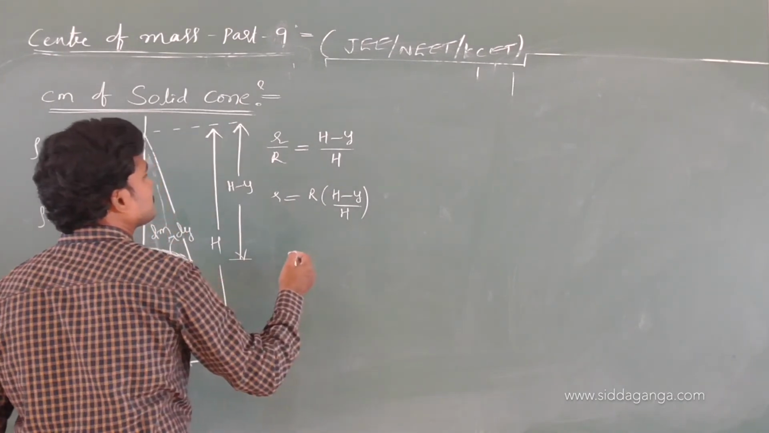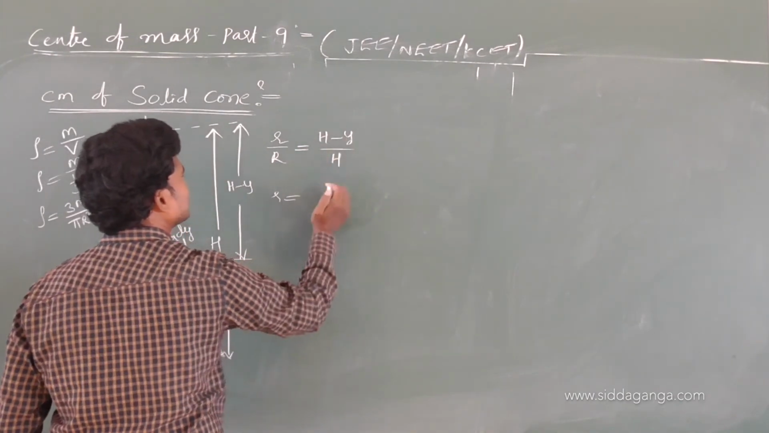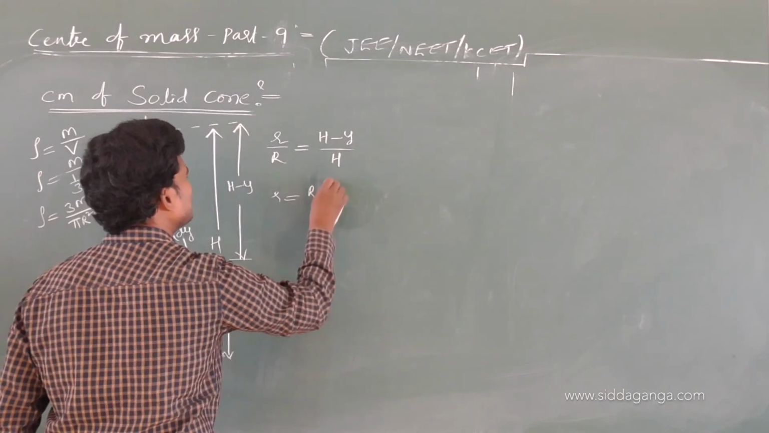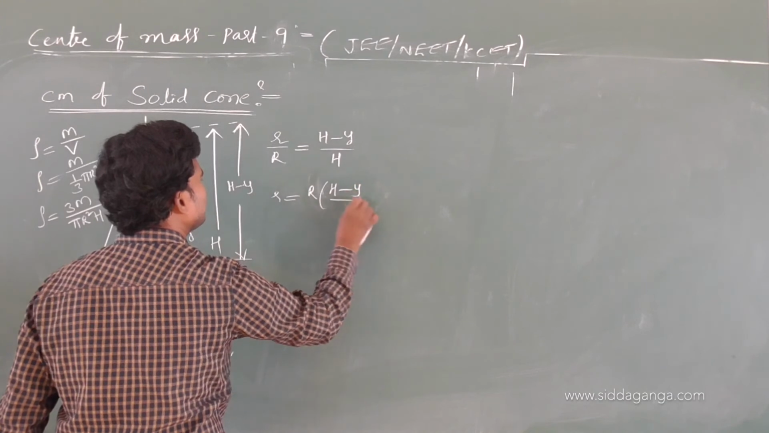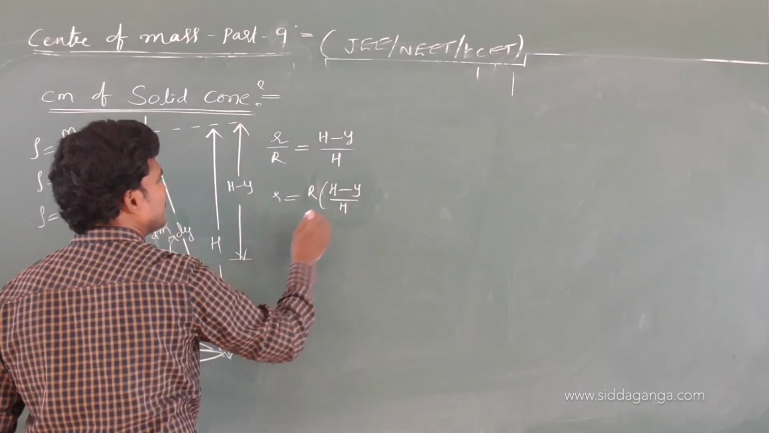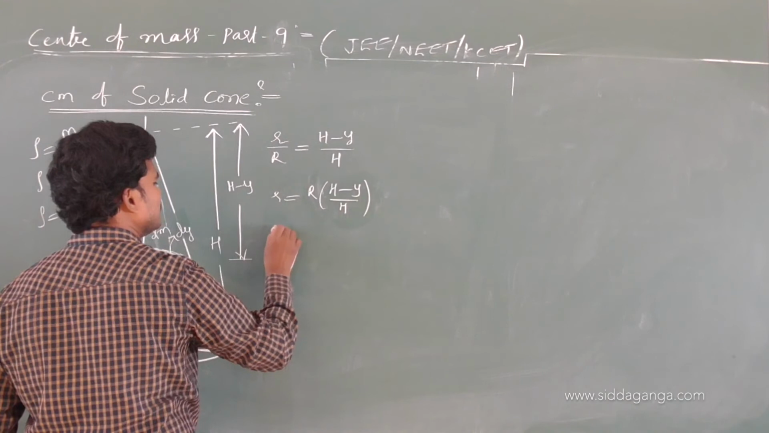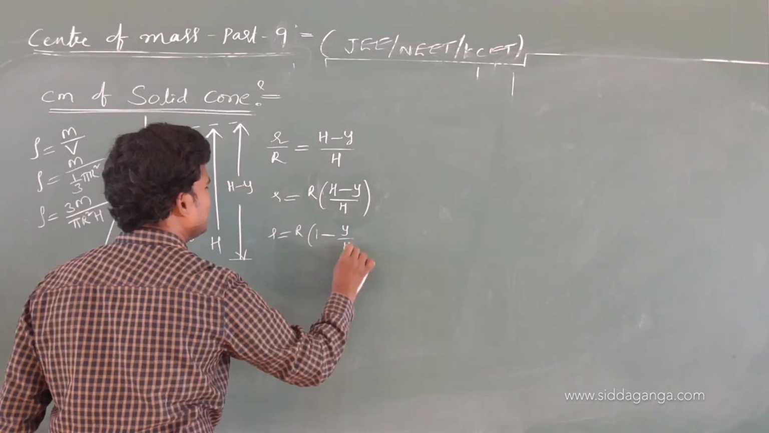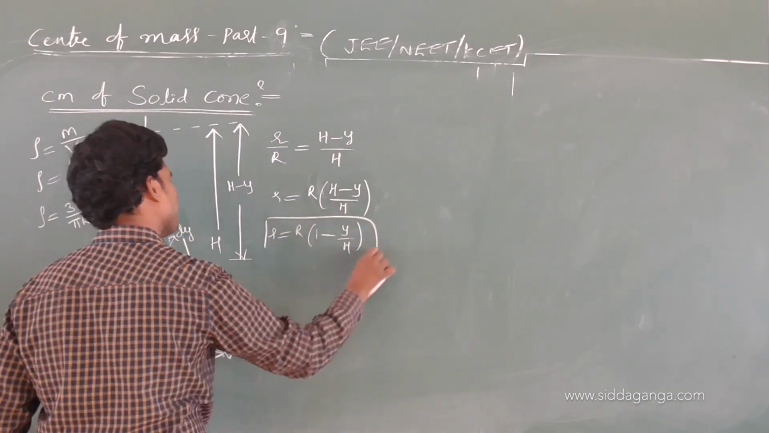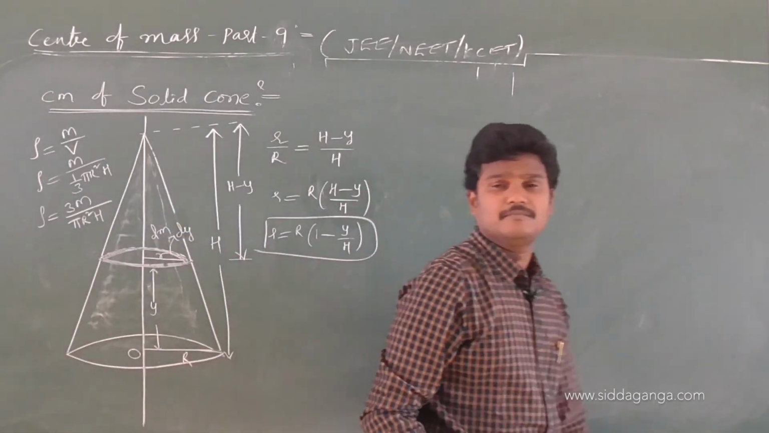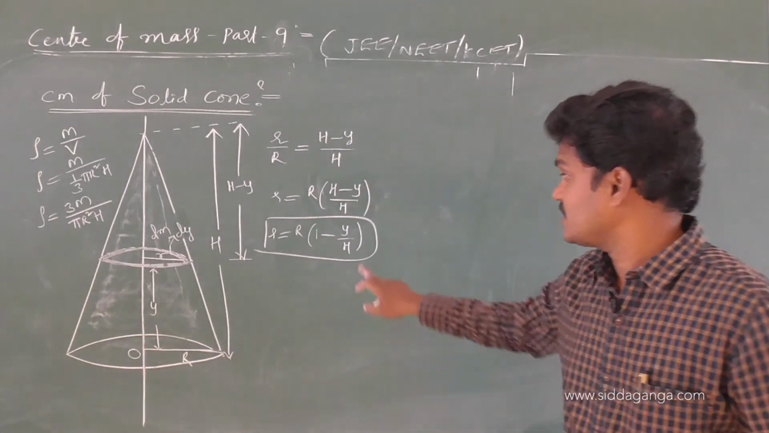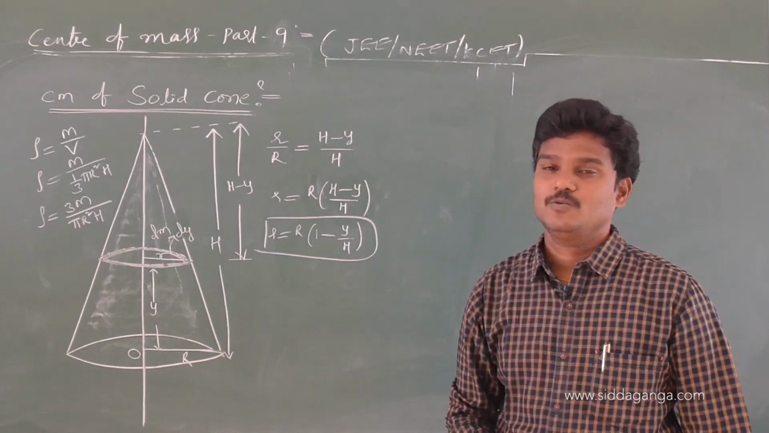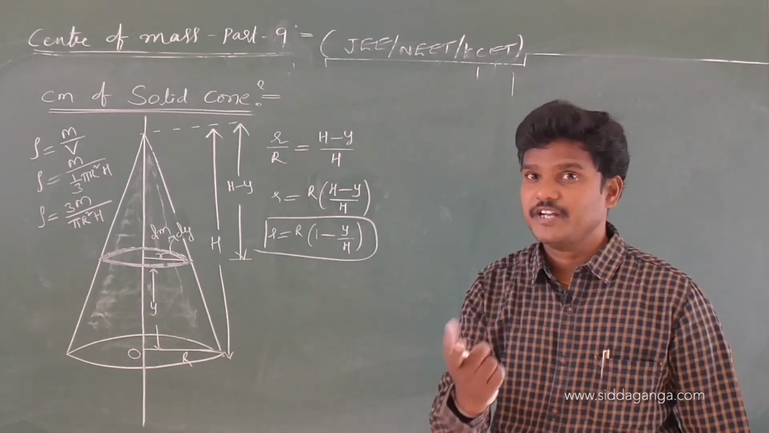Or otherwise, you can write it like this: R into h minus y by h. So r by R is nothing but 1 minus y by h. So I got small r. What is that small r? The radius of that circular disc. This small circular disc has thickness dy and radius r. And we need to find the area also.